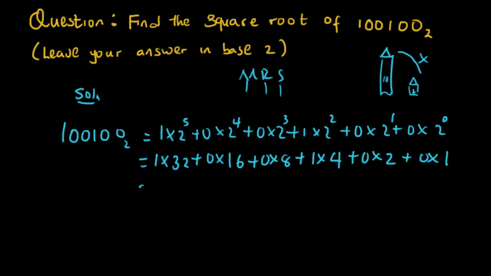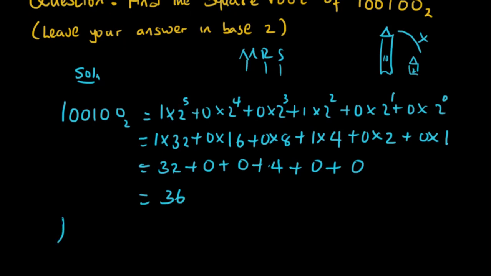Do you understand? So we have 1 times 32, 32. Plus 0 times 16 is 0. Plus 0 times 8 is 0. Plus 1 times 4 is 4. Plus 0 times 2 is 0. Plus 0 times 1 is 0. So we have 32 plus 4, that is 36. Do you understand? So 100,100 in base 2 is 36 in base 10. So we find the square root of 36.